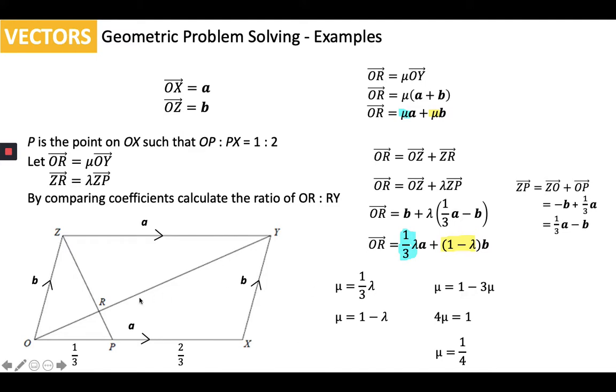So I know that OR is a quarter of the length of OY. Now that means I've got 1 quarter to 3 quarters, and that means OR to RY is 1 to 3. If this is the fraction of the way along OY that the point R is, that means that this is 1 part and this is 3 parts, so 1 quarter to 3 quarters. And this gives me your final answer.